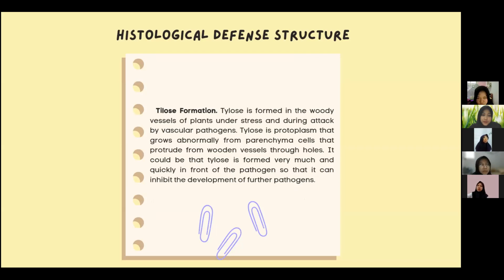Next, tylose formation. Tyloses form in the woody vessels of plants under stress and during attack by vascular pathogens. Tyloses are protoplasts that grow abnormally from parenchyma cells and protrude from the woody vessels through holes. Tyloses may be formed very abundantly and quickly in front of the pathogen so that they can inhibit the development of further pathogens.